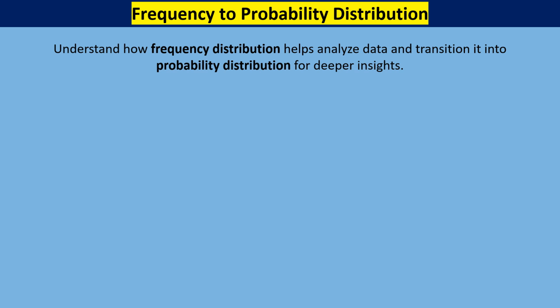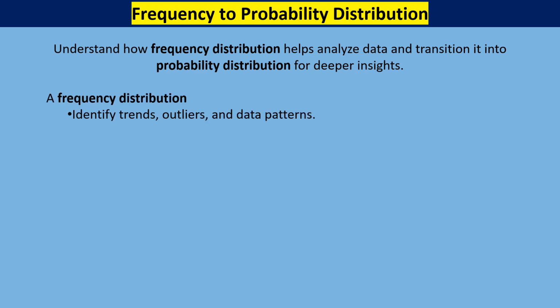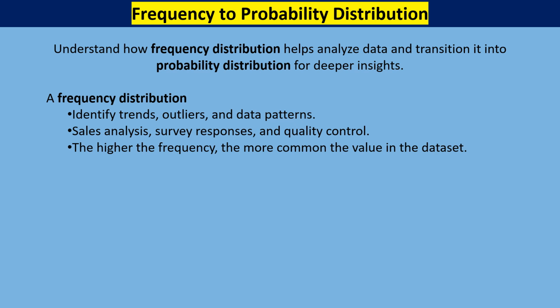Frequency and probability distribution. Understand how frequency distribution helps analyze data and transition into probability distribution for deeper insight. A frequency distribution represents how often each value occurs in a dataset. It helps identify trends, outliers, and data patterns, used in sales analysis, survey responses, and quality control. The higher the frequency, the more common the value in the dataset.